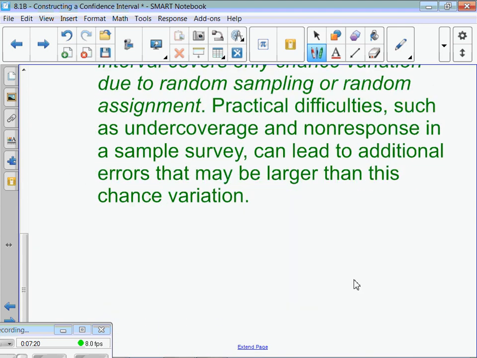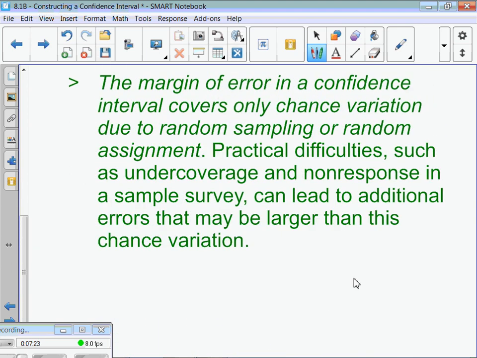All right. And also the margin of error in a confidence interval covers only chance variation due to random sampling or random assignment. So there could be practical difficulties. So if you guys remember undercoverage and non-response, you guys remember those? People who don't respond, or undercoverage are like you forget all the people in jail or something. That can lead to additional errors that may be larger than this chance variation. So basically, you got to think about how you're sampling ahead of time and make sure you don't have those errors because it does not account for those in confidence interval. Just random thoughts for the day. Pretty much that's it.